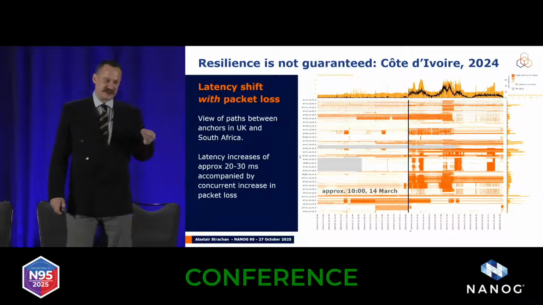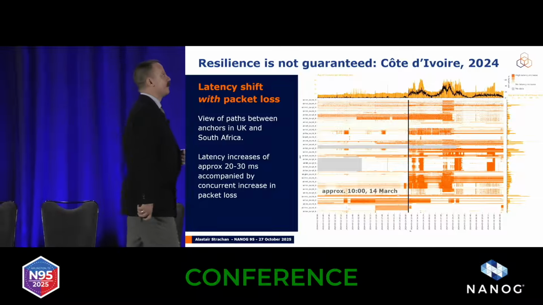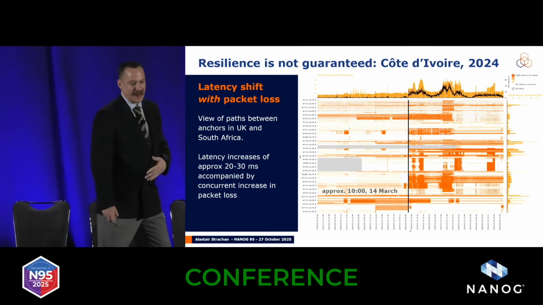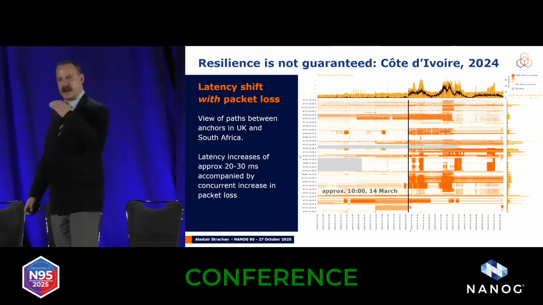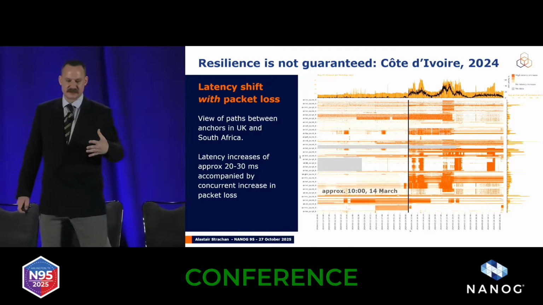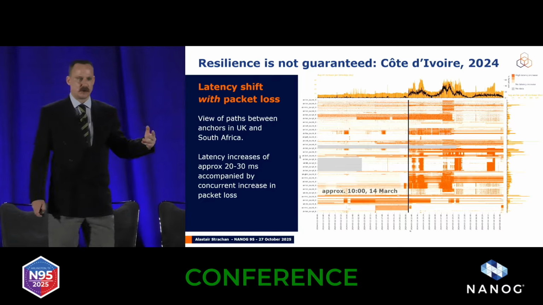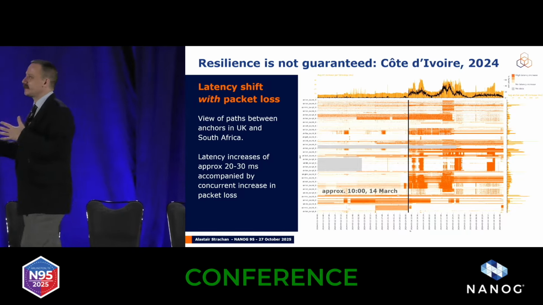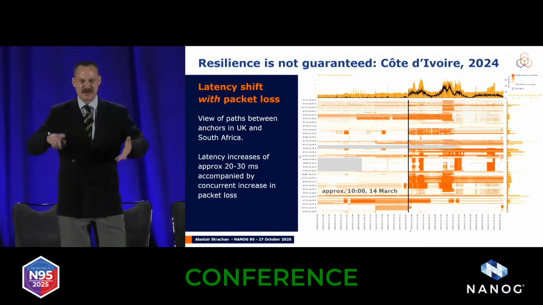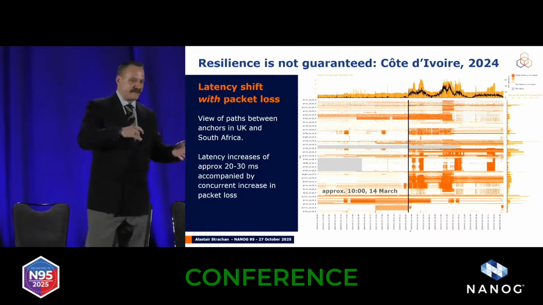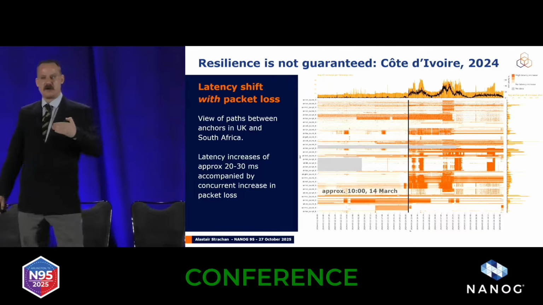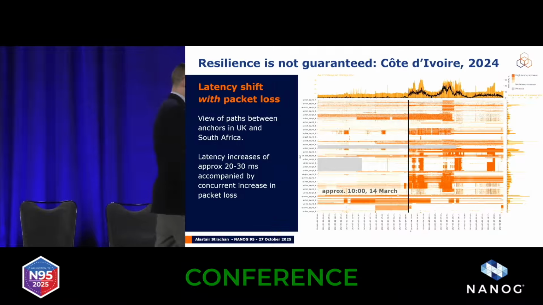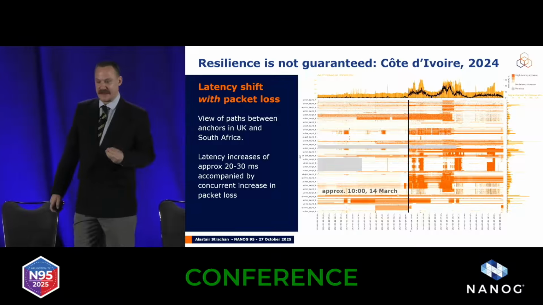With this, as you can see, the latency shift was there, but also packet loss. This is looking at paths between anchors in the UK and South Africa. And we saw this, again, the latency goes up, but in this instance, we saw a whole lot of packets being dropped. So this would indicate that the resilience is not there. And as I say, this is mainly due to the location and the fact that it took out so many of the cables. A lot of the times resilience will be, oh, we've got it on the cable next door, things like that. So it's always important to take that into account.